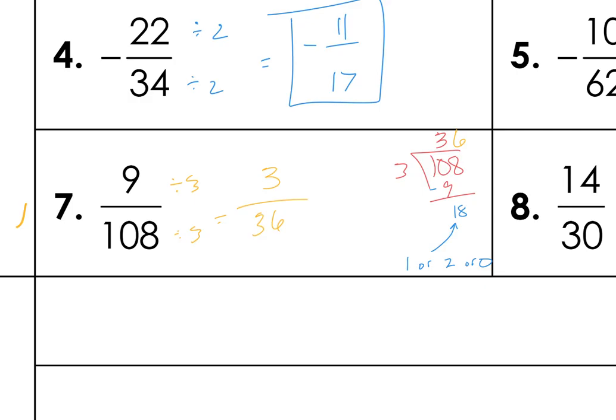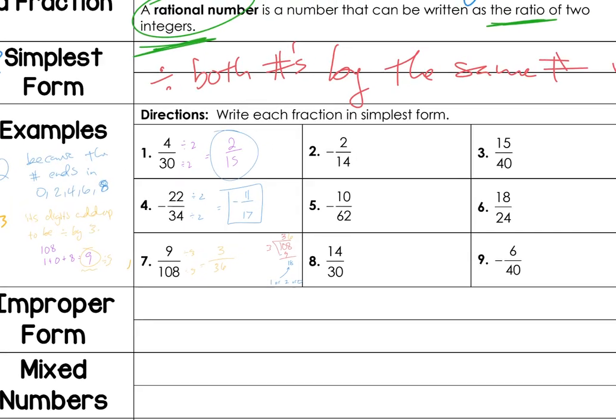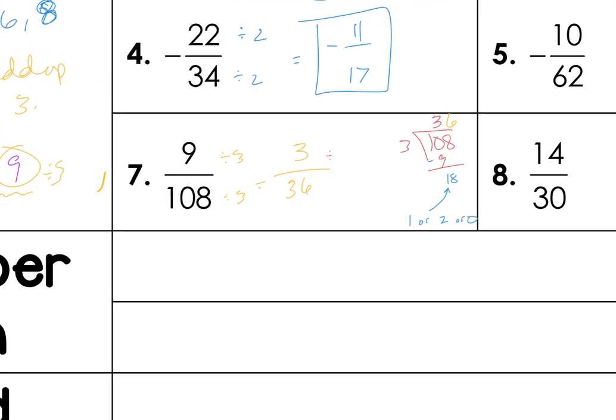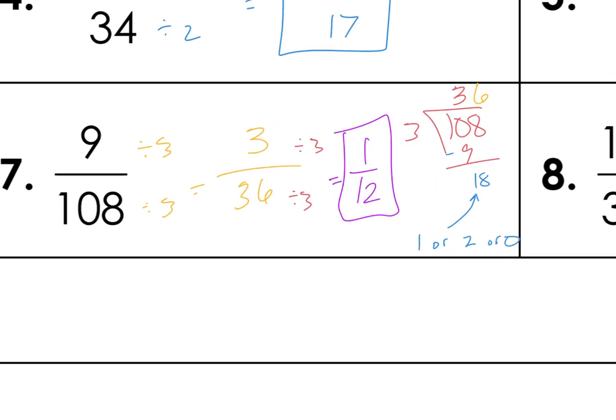Well, hang on. We can do this again. And that goes back to this part where it's like, until we can't, right? So let's divide by 3 again. And what do we get? We get 1/12. And now this, by the way, here's where the mental math really kicks in. How many times can 3 go into 3? Once. And into 6? Twice.